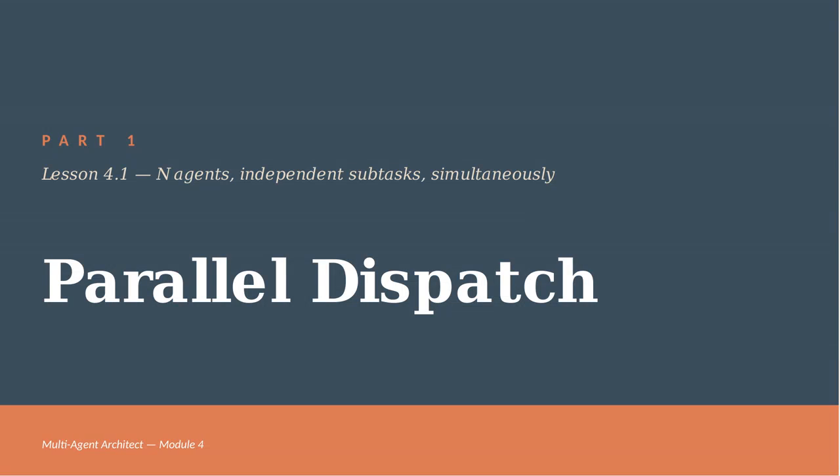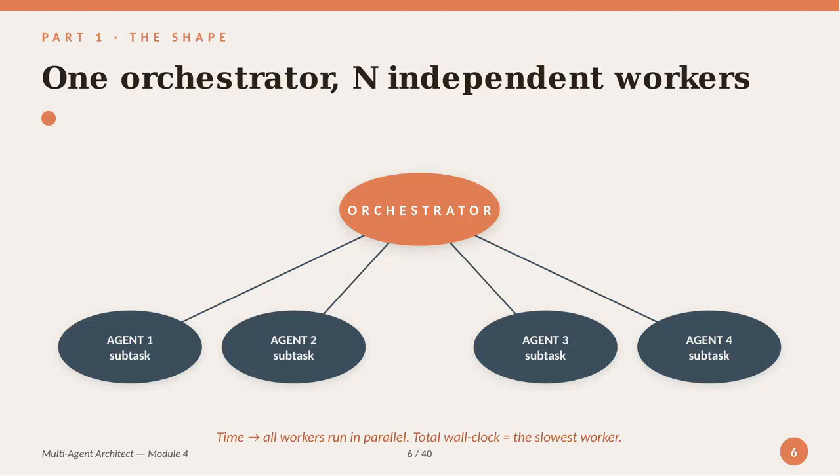Part 1. Parallel dispatch. The fastest pattern when subtasks are truly independent. The shape. One orchestrator at the top, and workers below, each handling an independent subtask. The lines fan out. The orchestrator dispatches to all workers in a single message.